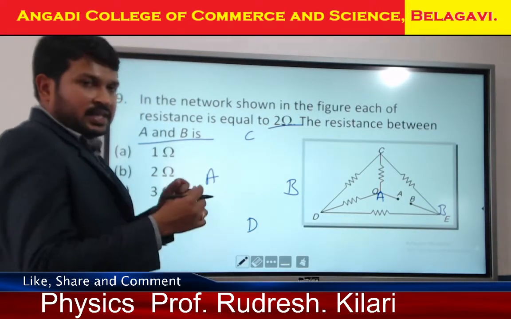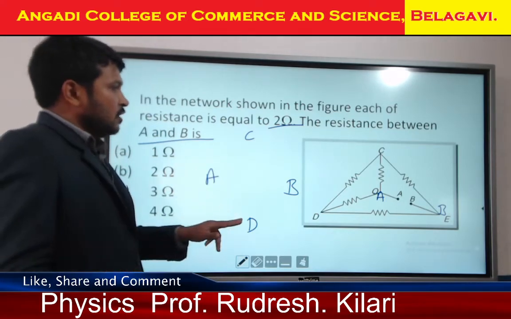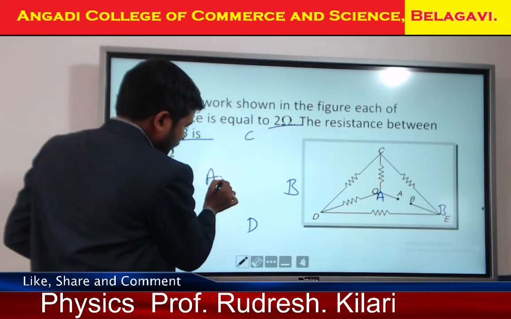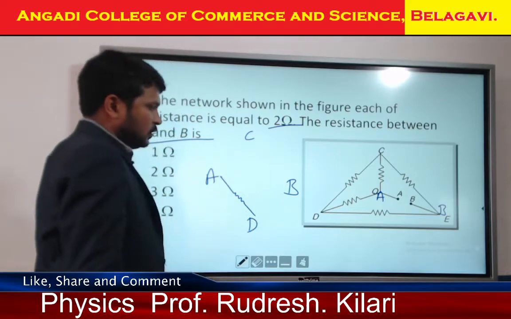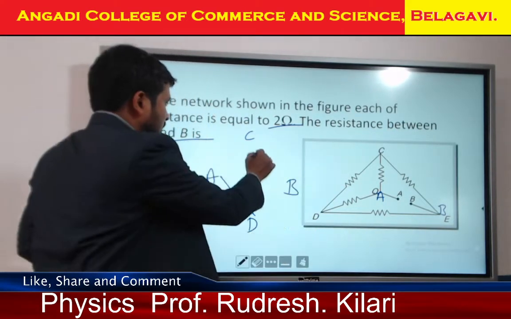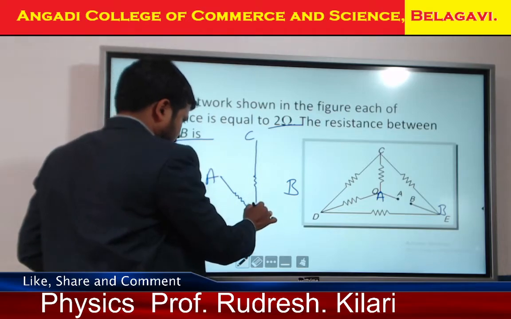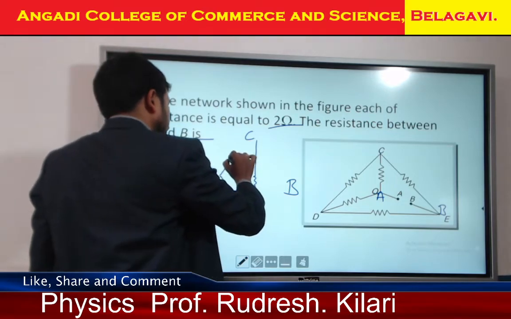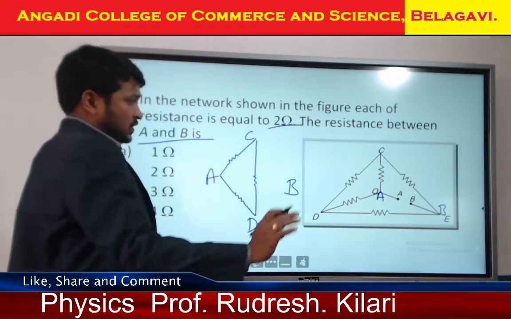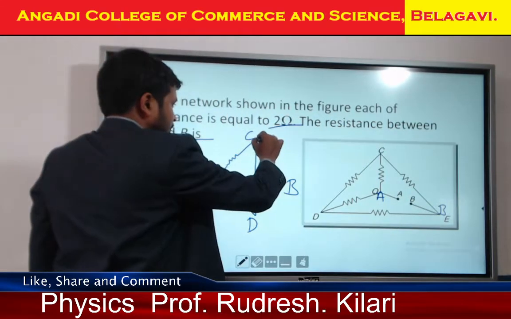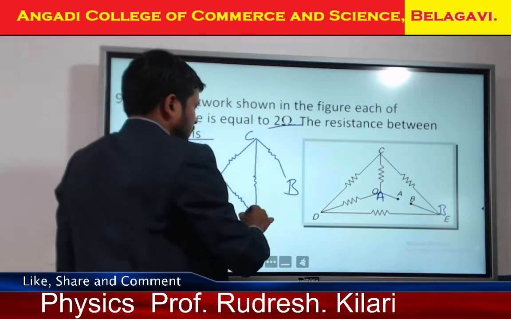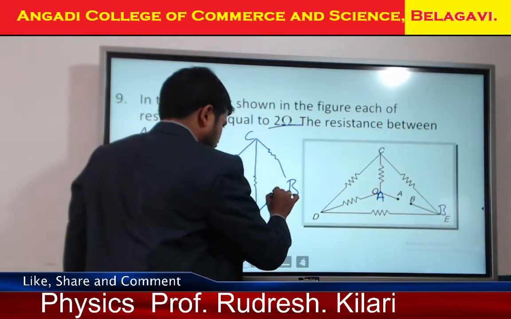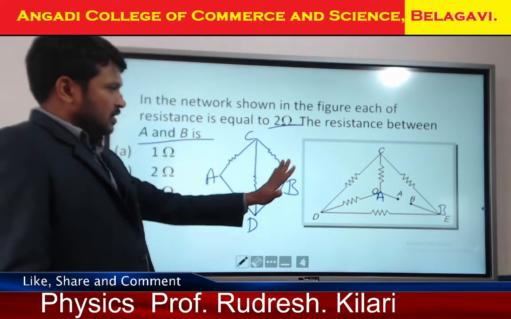Both are the same junctions, they just extended the wire. Don't get confused. First one, A to D. Next, D to C. Next, A to C. Next, B to C. Next, D to B. Okay, simplest form.